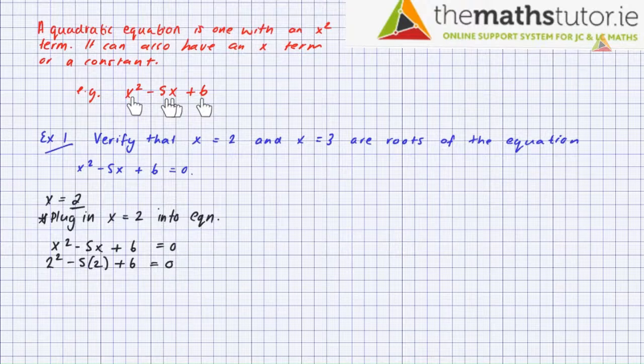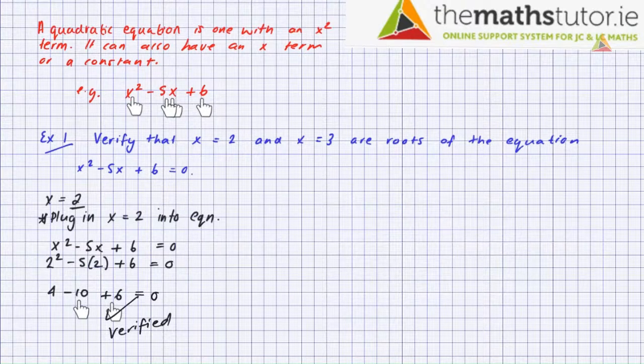We want to see, does the left hand side equal the right hand side? So 2 squared is going to give you 4. Minus 5 by 2 is minus 10, plus 6. Does this actually equal 0? Well, 4 take away 10 is minus 6. Minus 6 plus 6, it does equal 0, so that's verified.